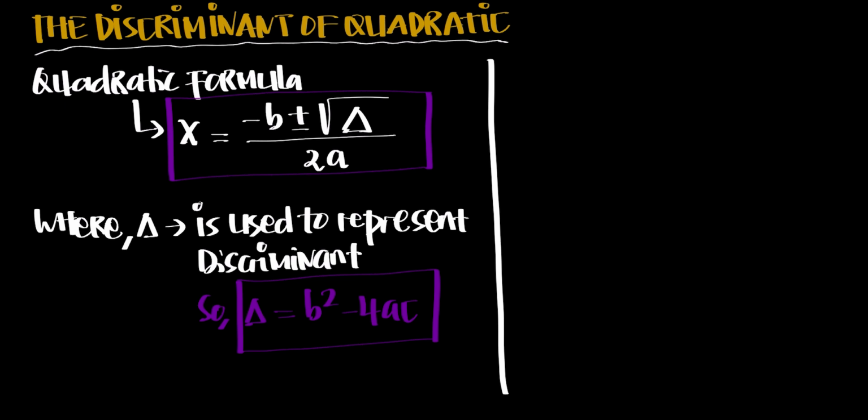So we have learned about the quadratic formula, where x equals minus b plus or minus the square root of delta over 2a. And what is delta? Delta is the symbol to represent the discriminant, where delta equals b squared minus 4ac. Now there are some rules that we have to understand when we apply this quadratic formula in terms of the discriminant.